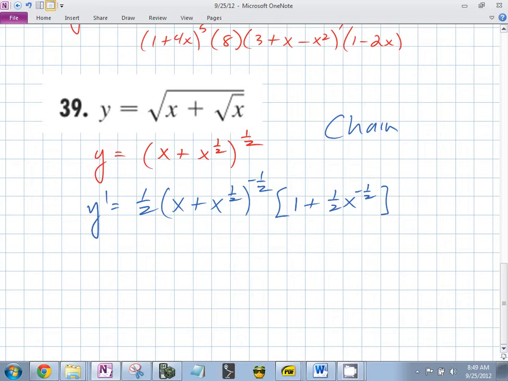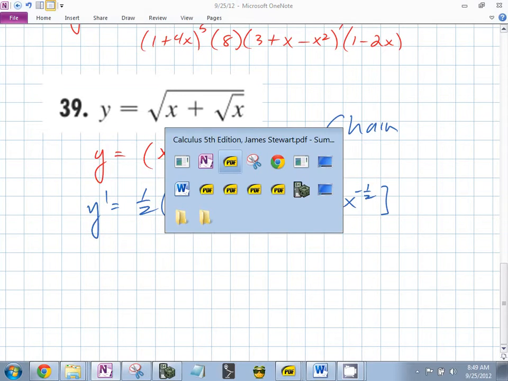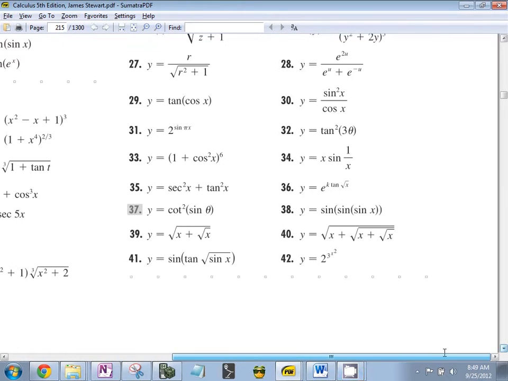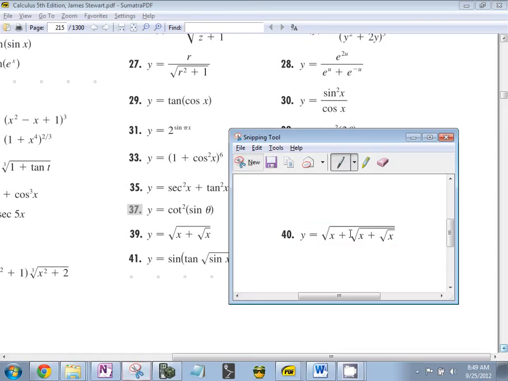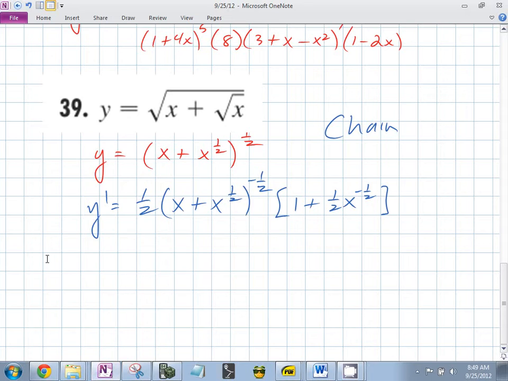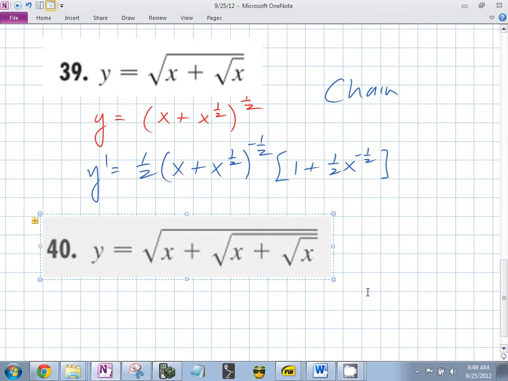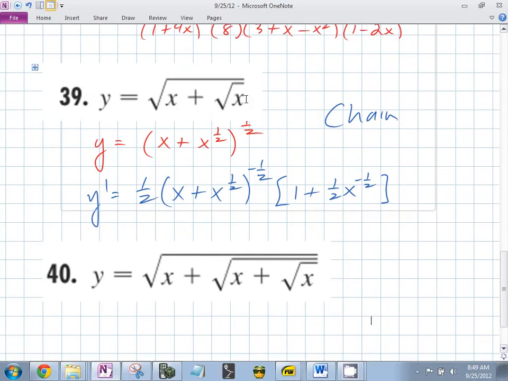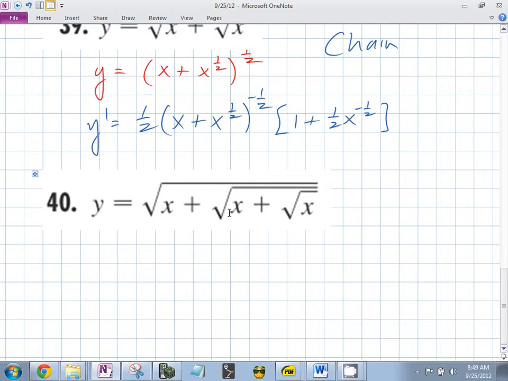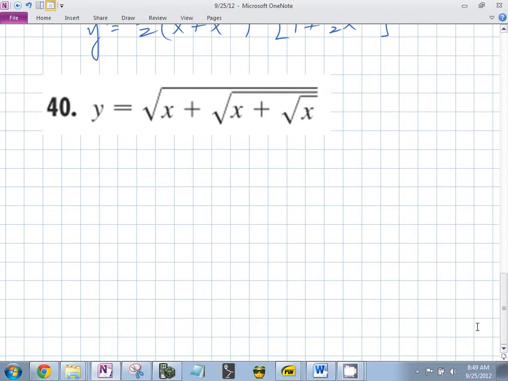Okay, so on 40, it's a similar process, but it's a little bit bigger. How many times are you going to have to use the chain rule here? 3 times. Well, it depends on how you define use the chain rule. How many times did we use it on this one? Well, once. We used it once. So really here you're just using it twice. You have 2 embedded functions, the square root twice. So what's the first thing you should do?